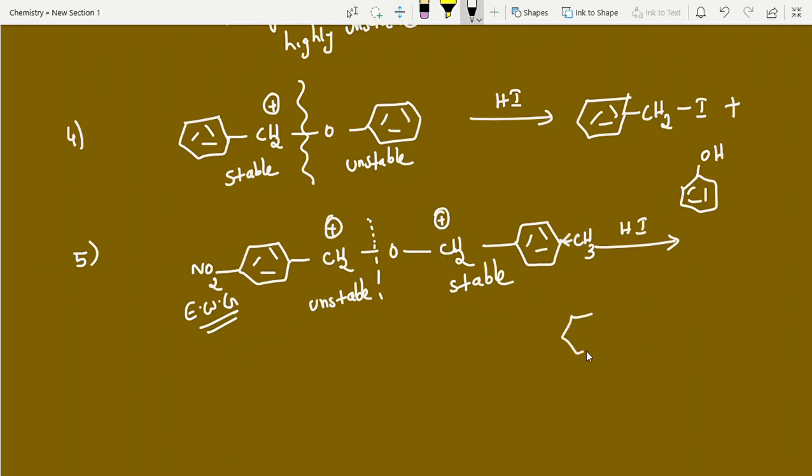So did you understand my point? It always depends on the intermediate carbocation. If the carbocation is stabilized, whether by inductive effect or by resonance, whatever it may be, then that is the more stable one, and our product depends on that. Now write down CH2I here, CH2. That's it. What is the unwanted byproduct? We can send it that side. It is NO2 and CH2OH. This is our answer. Hope everybody is clear on this topic.